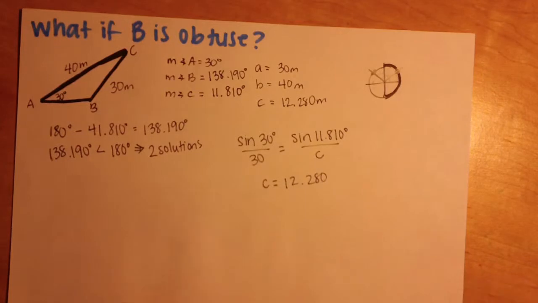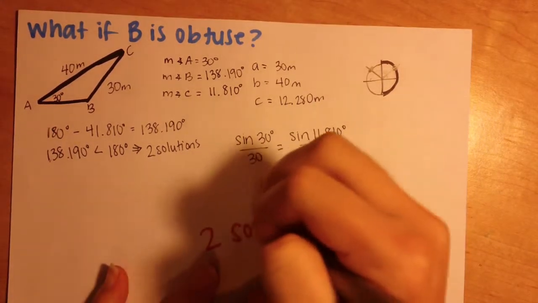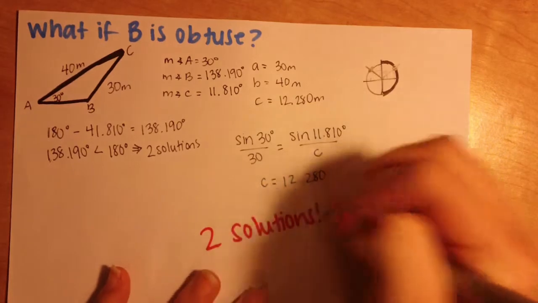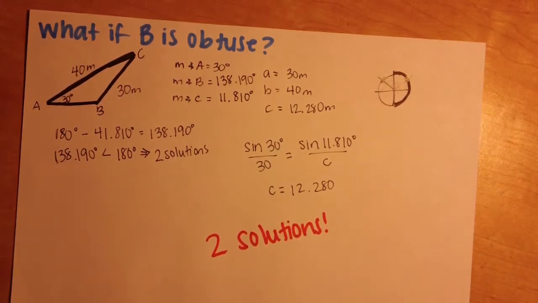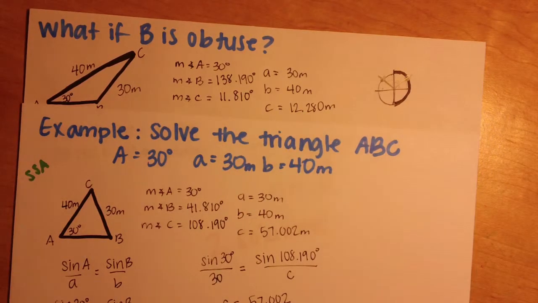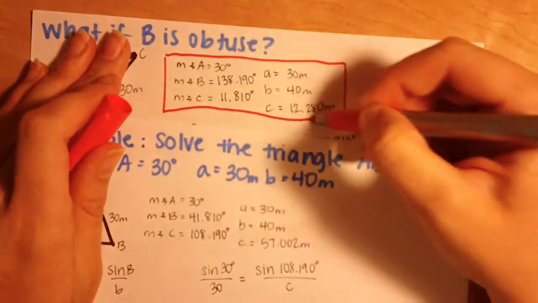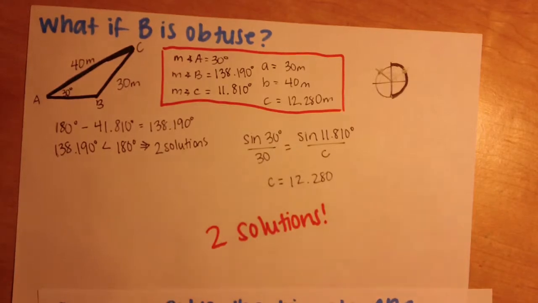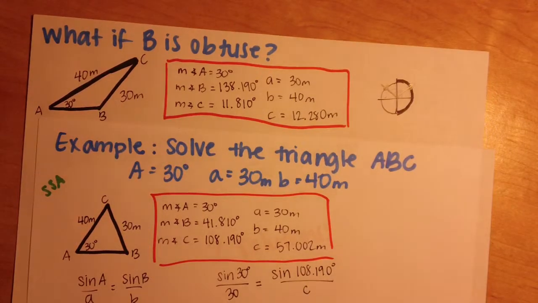Okay, so that is our second solution to our triangle. So therefore, we're going to have two solutions. Now, on a test, if you have a triangle that has two solutions, you must give both solutions, both complete solutions, in order to get this correct. So for both complete solutions, you would have this here. This is one solution, and then this here is your other solution. So in order to get full credit, you have to put both solutions down.